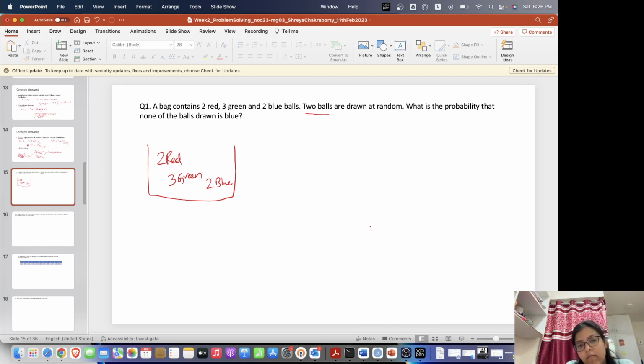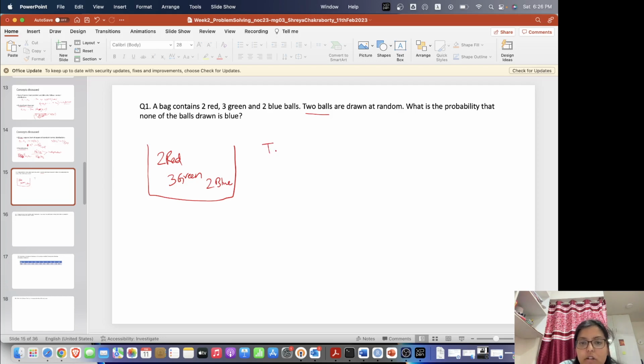Ma'am, here it is mentioned that 2 balls are drawn at random. So 2 out of 3 plus 5 plus 7, so 7C2 will be the total number. What is the probability that none of the balls drawn is blue? So this will be 2C0 divided by 7C2. Okay, the denominator is right, but the numerator has a little problem.